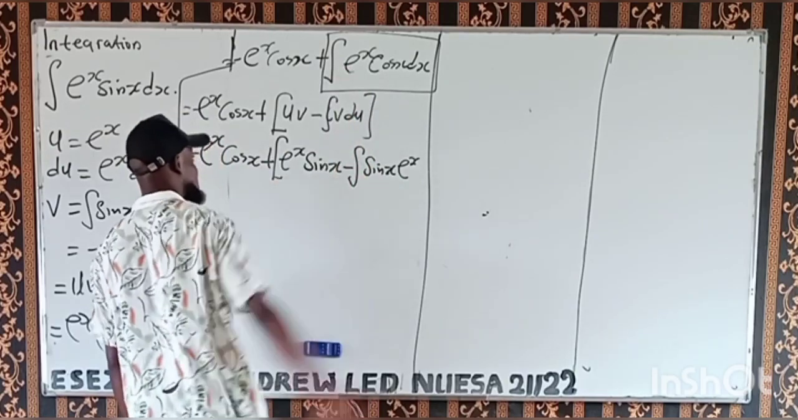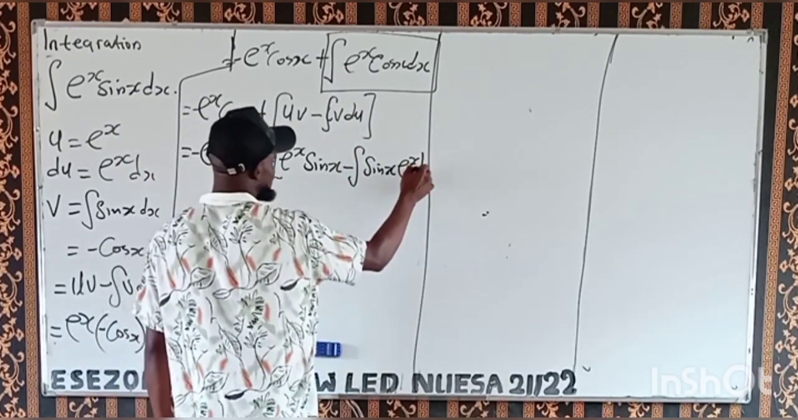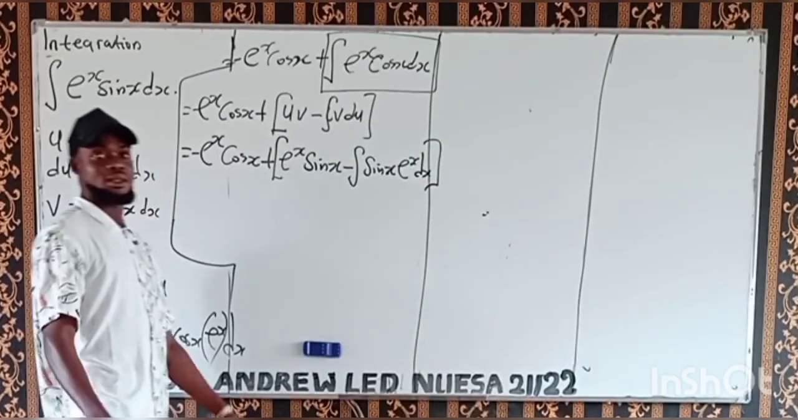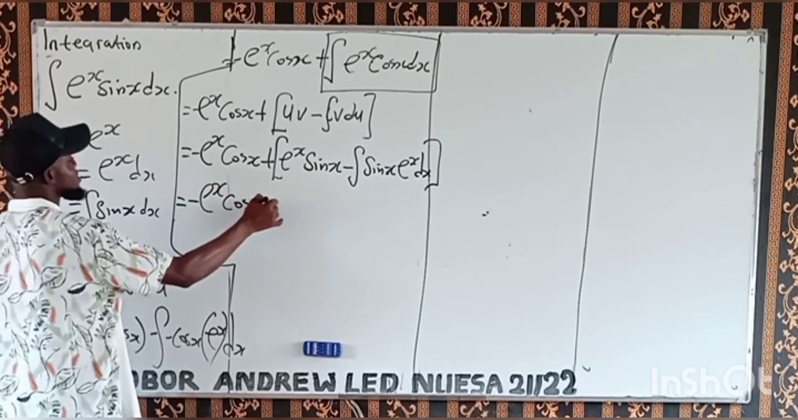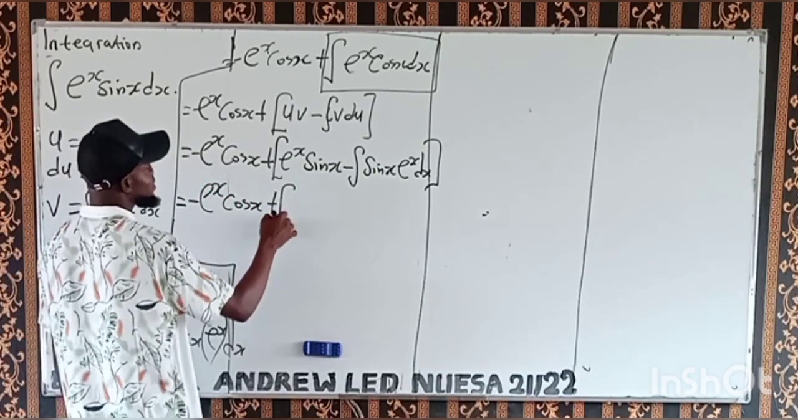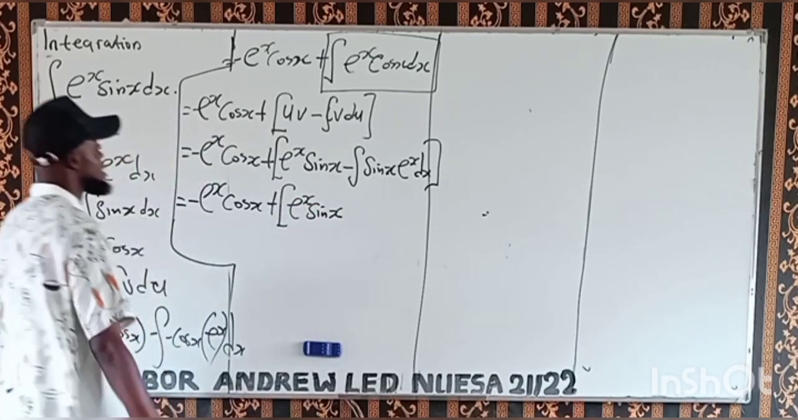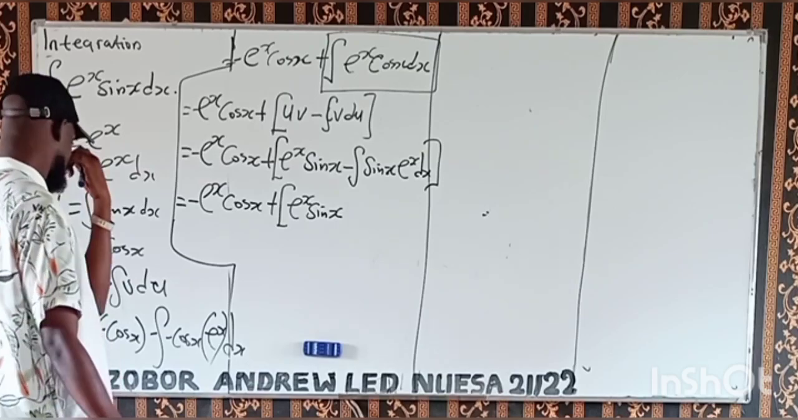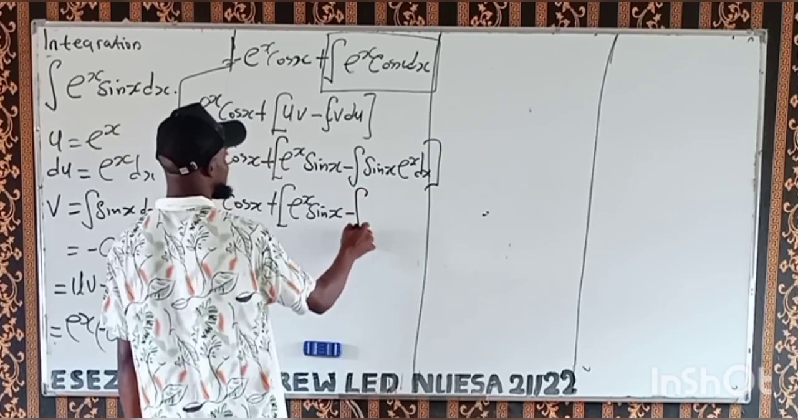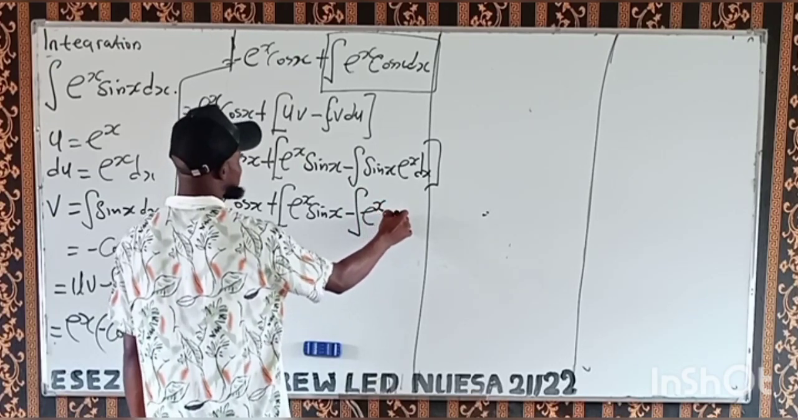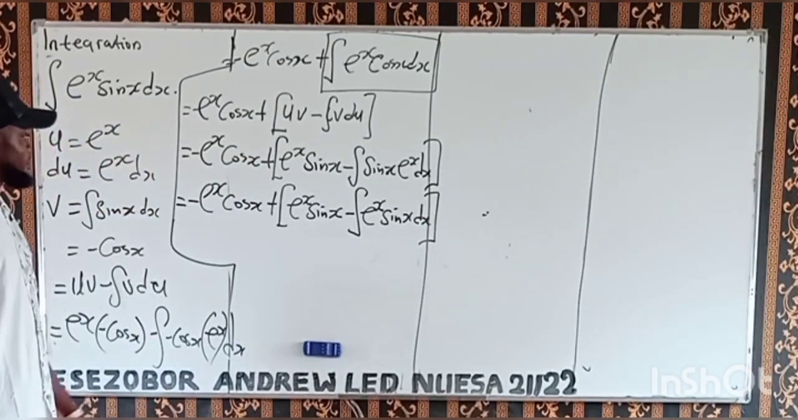Then we differentiate u, and you have exponential x dx. That's what I'm going to have. See, it is still going: exponential x cos x plus exponential x sin x, minus the integral of exponential x sin x dx. That's what we have. But there's a problem here.